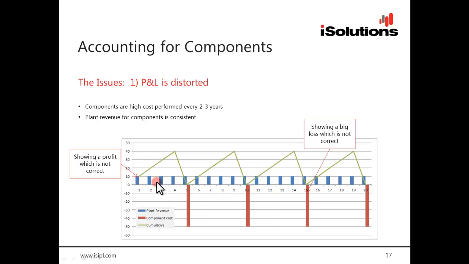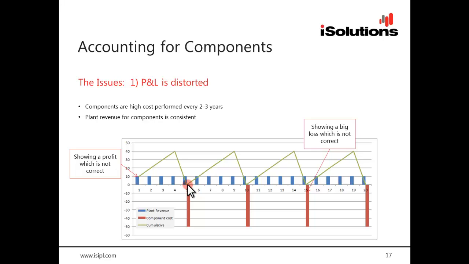So what this means is, in these first 4 periods, you're showing a profit which isn't really correct, because you know you've got this big cost coming at you down the line. And then in the 5th period, you're reporting a big loss, and that's also not correct. So it ends up with your P&L being very distorted, where you're either showing a profit, or when you incur your major components, suddenly you're showing a big loss. So that's the one issue.